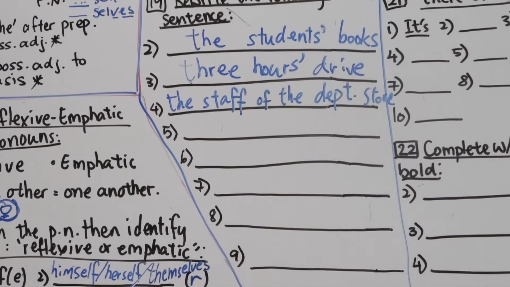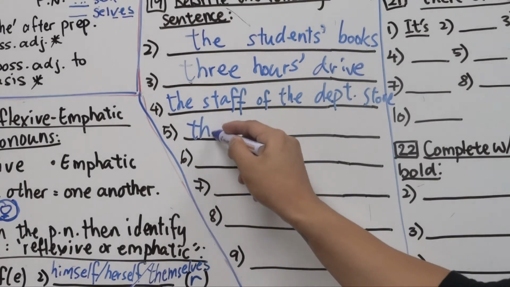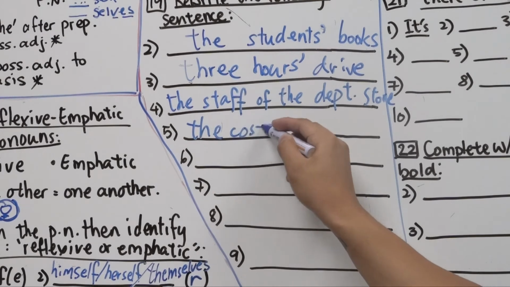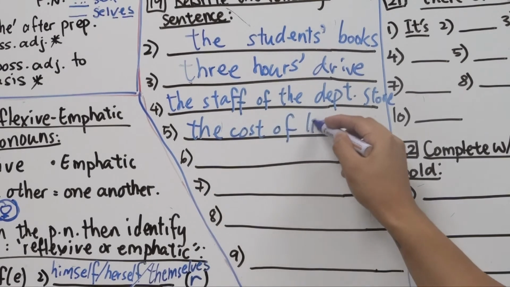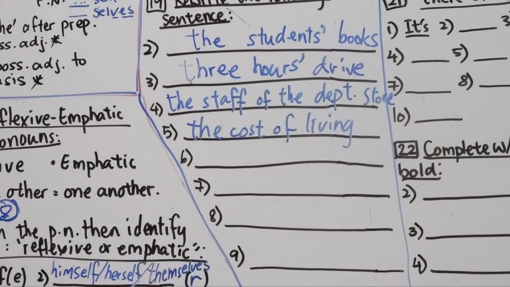All right, number 5. Living, the cost, right? So this is a very common phrase we hear. Living's cost, right? Not really. So it should be the cost of living. That means how much it is to be alive, right?